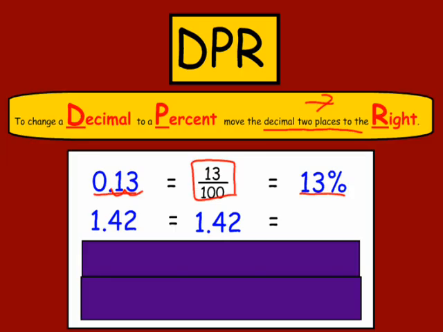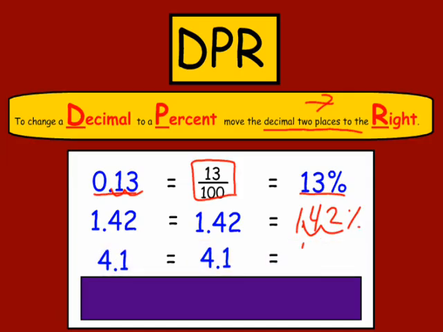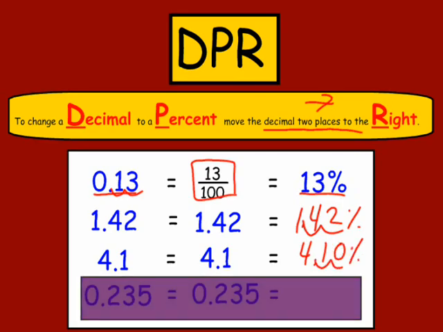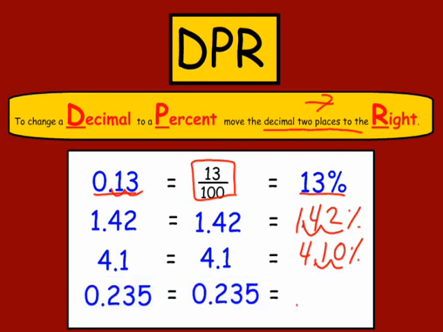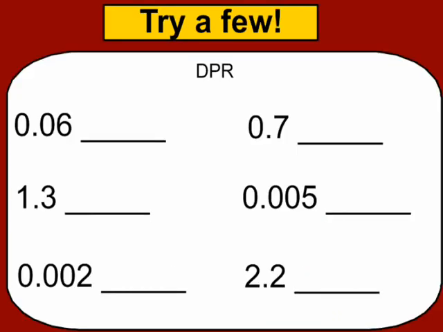In the next example, 1.42, you just take the decimal, move it 2 to the right. That'd be 142%. 4.1, convert it into a percent. I'm going to move it 2 spots, would be 410%. And our last example, 0.235, if you wanted to convert that into a percent, would be 23.5%. So again, same process on every single one of these.